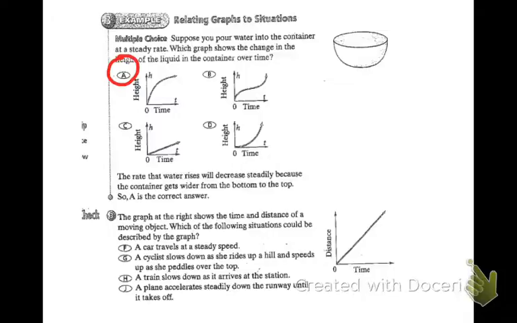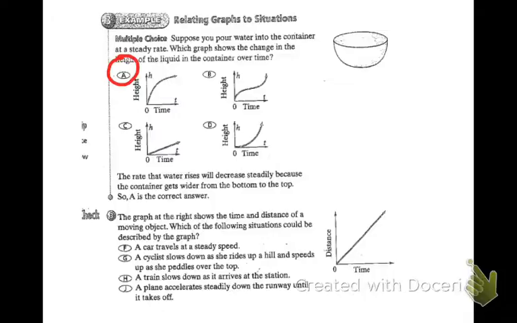So the graph at the right shows the time and distance of a moving object. Which of the following situations could be described by the graph? Could it be F, that a car is traveling at a steady speed? G, that a cyclist slows down as he rides up a hill and speeds up as she pedals over the top. H, a train slows down as it arrives at the station. And J, a plane accelerates steadily down the runway until it takes off.